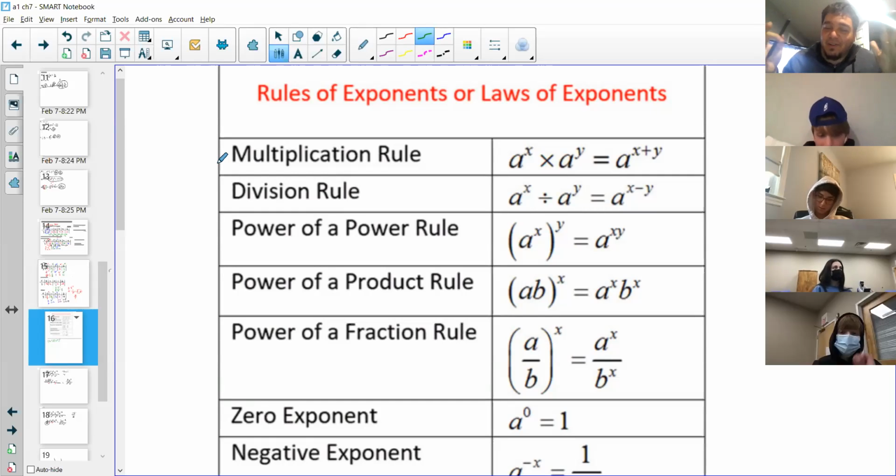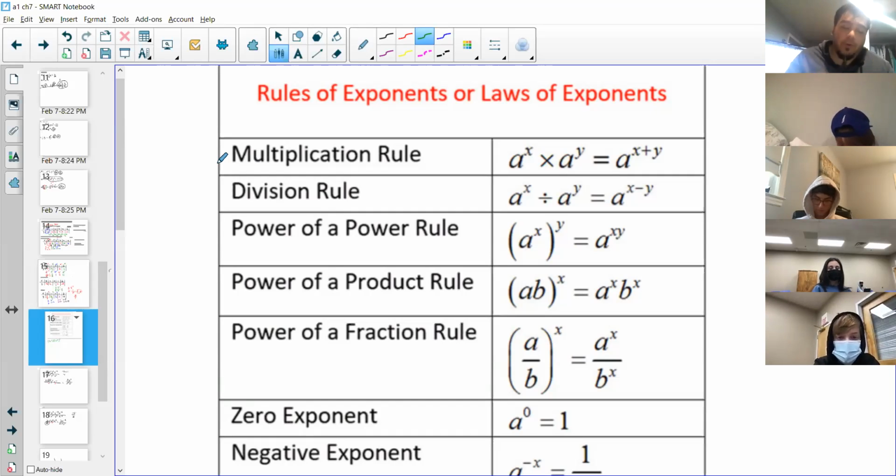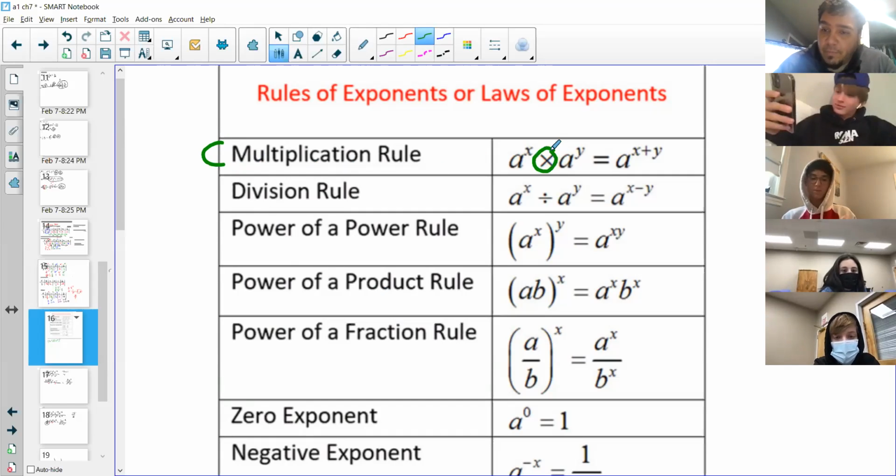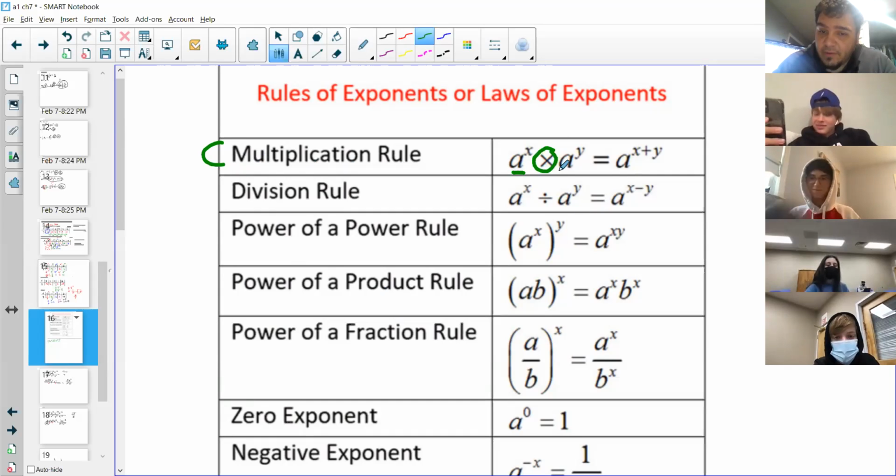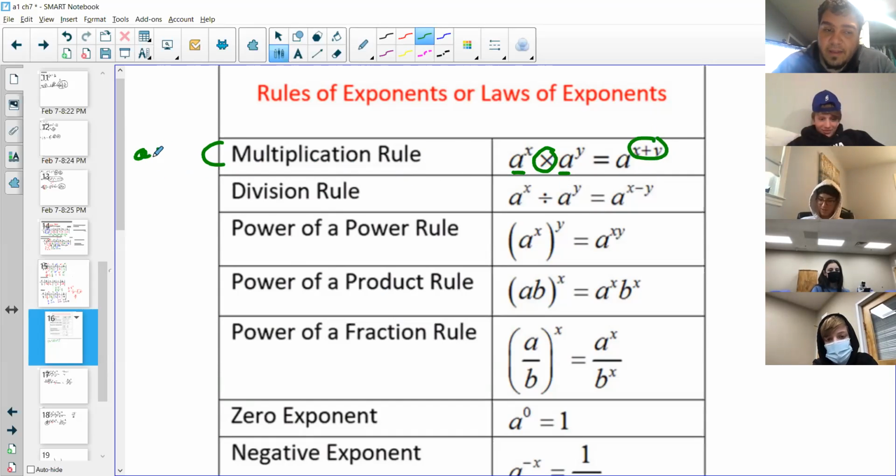Okay, no problem. So in this situation, we have a couple of rules that we went over before the break. First rule is the multiplication rule. When you multiply 2 of the same base, so same base here, you add the exponents. So in the multiplication, you add the exponents. The opposite is true. If you're dividing, usually we show it as a fraction, so a to the x over a to the y. You would subtract the exponents.